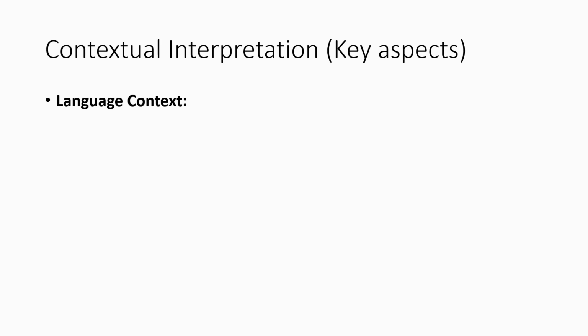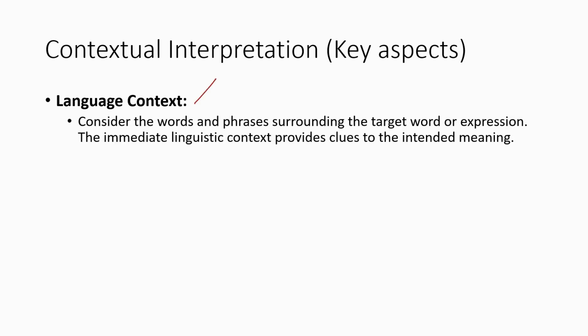The number one is language context. Consider the words and phrases surrounding the target word or expression. The immediate linguistic context provides clues to the intended meaning. So particular words have particular meanings in a particular text. So what context are they used in? Considering this context would help with the meaning.